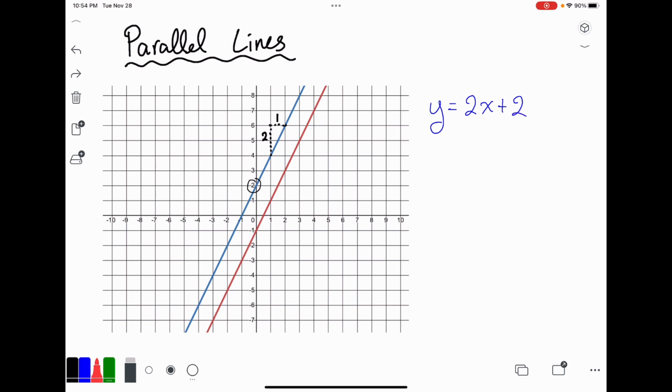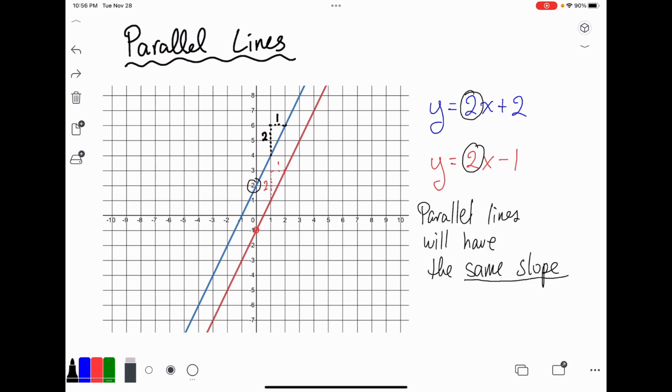The line in red, let's take a look at the slope. You could pick any 2 points, but notice you would have to rise 2 and run 1. And here, the y-intercept is negative 1. So the equation of this line would be 2x minus 1. These are obviously two different lines, but what they share in common is the same slope. Because of this, they have the same steepness, and they'll never change direction to intersect with each other. Therefore, parallel lines will always have the same slope.